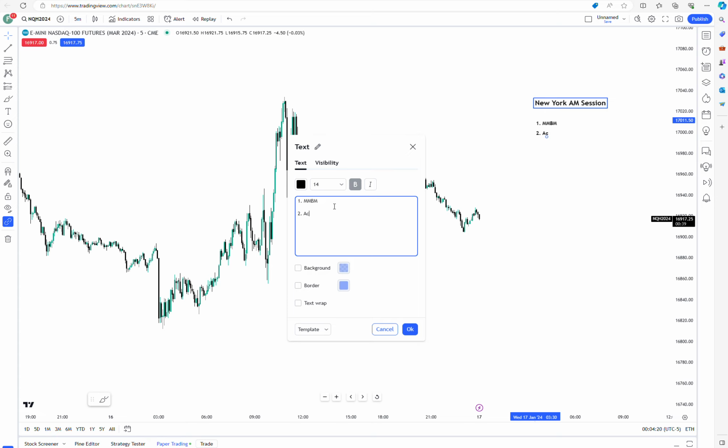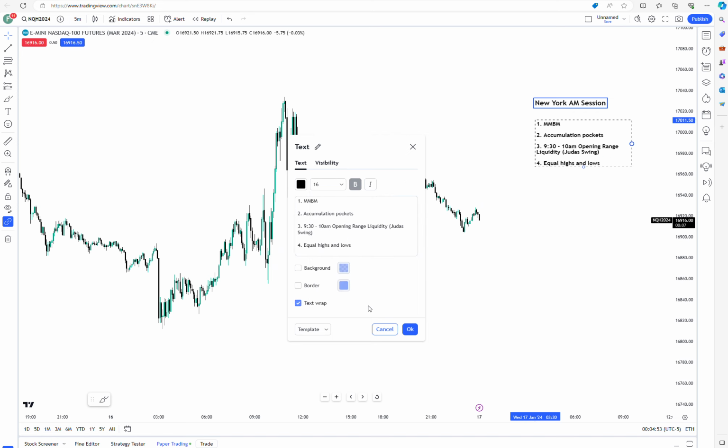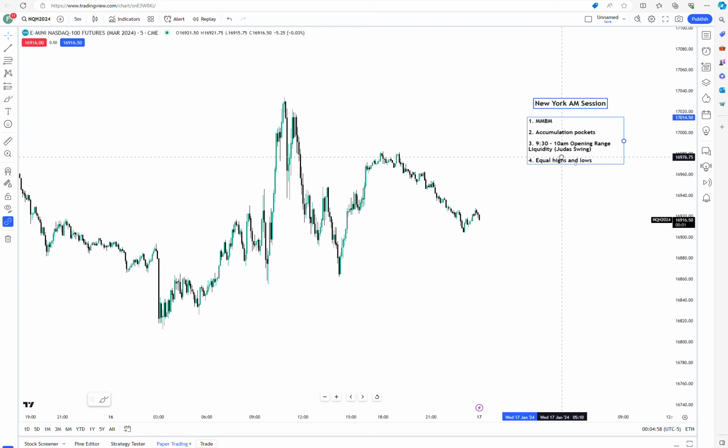The second thing I want to talk about is accumulation pockets. Extend on what we talked about from the last lesson. I also want to talk about the 9:30 to 10 o'clock opening range liquidity. And I want to talk about the Judas swing, right, around this time frame. And generally speaking, I want to talk about equal highs and equal lows and how I can actually mitigate that. So if anything else pops up, I will note this there, but these are generally the talking points for today's session, right? So no real plan apart from this for this stage.